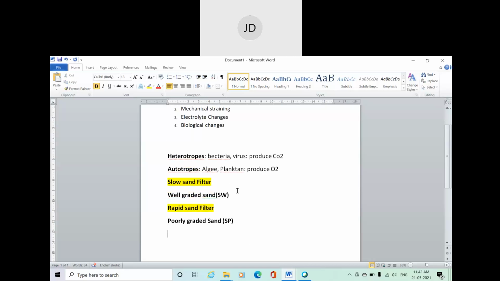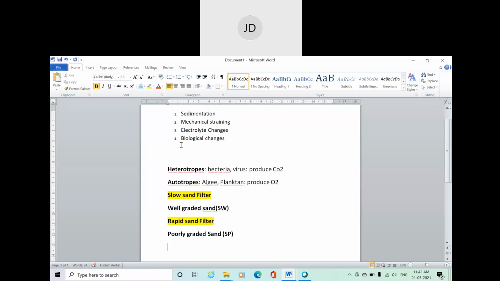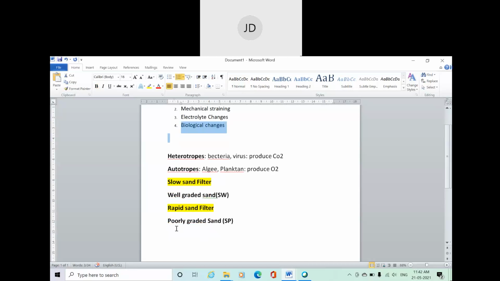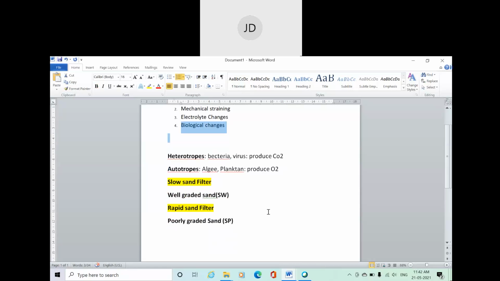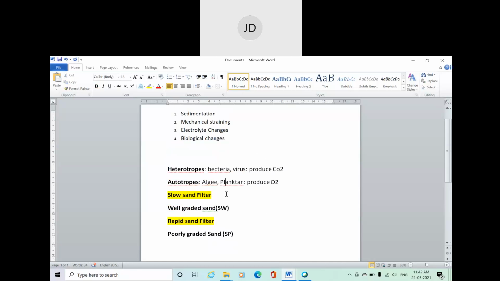Okay, so the Sloshing filter treats water using biological changes. The repetition filter doesn't use biological changes; it uses a physical and mechanical approach. There is no creation of biological film in the repetition filter, but there is a need for biological film in the Sloshing filter. So these are some differences or comparisons between Sloshing and repetition filter.